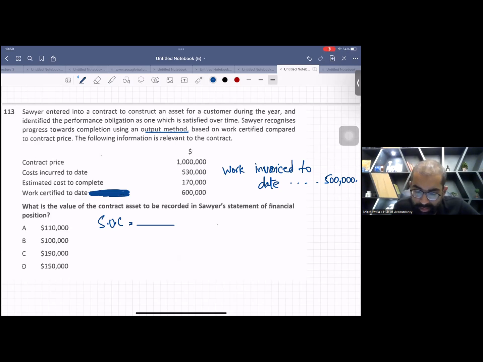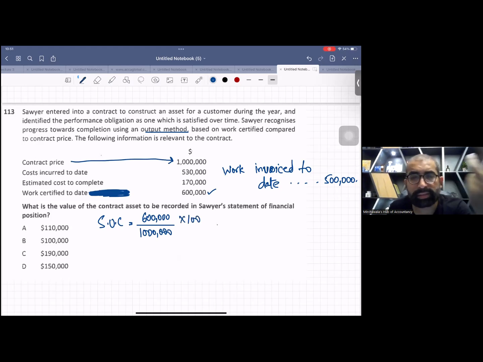Now use your brain. What is the work certified? This 600,000 is the work certified to date divided by contract price, which is 1 million, times 100. This is the formula. We all know this. So it's 60%. Your stage of completion is 60%.